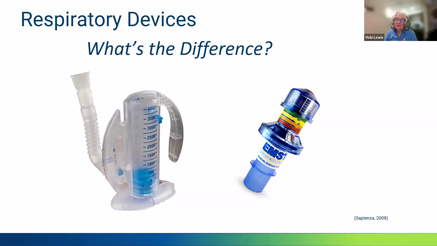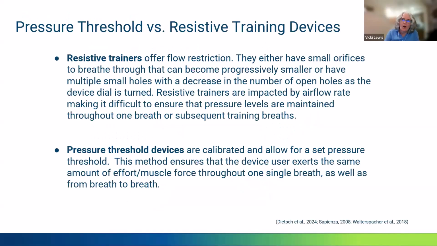Now, when we look to the right here, we see that EMST 150 device, and that is a pressure threshold device. The majority of research articles out there on respiratory muscle strength training for IMST and EMST have been completed with threshold devices. When you read a research article, you can look to see what device was utilized. But there are other devices available out there as well, so I'd like to talk about those.